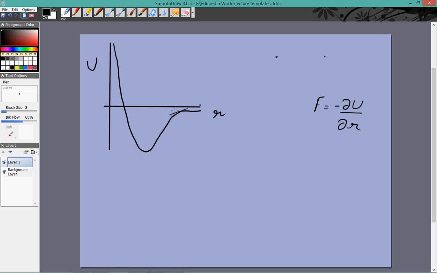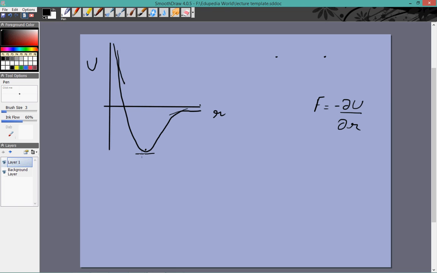Because they are attracted to each other, the distance between them will decrease until we reach this point. At this point, the slope is 0, that means du by dr is 0, that means the force is 0. So actually what happens is, very far apart these two particles attract each other, and if they are very close together they will repel each other. Because here the slope is negative, that means the force is positive, that means towards the right.